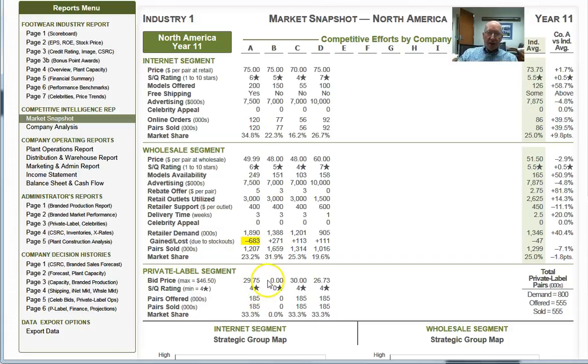If I get down into private label, I see that I sold everything I bid. I wasn't the lowest bidder. That's good. And you can see over here that we didn't quite meet demand. So there was more demand to be had. So I noticed in this, I could have bid up to $46.50, and I would have still sold just as many shoes.